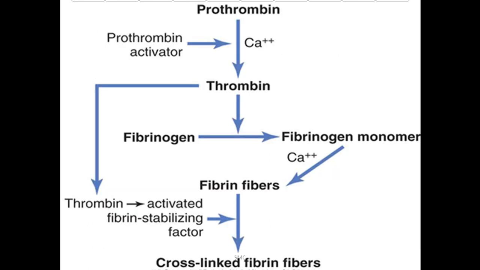So first of all, you can see here the conversion of prothrombin to thrombin in the presence of prothrombin activator and calcium, and this thrombin then converts fibrinogen into fibrin monomer, and this fibrin monomer in the presence of calcium converts into fibrin fibers, and these fibrin fibers in the presence of fibrin stabilizing factor result in formation of cross-linked fibrin fibers.